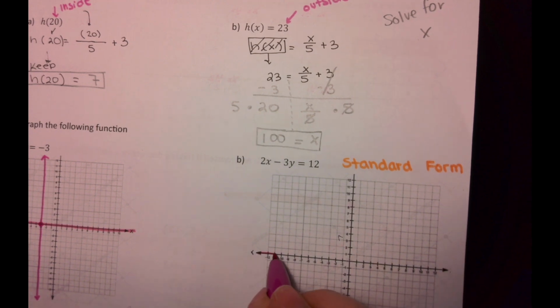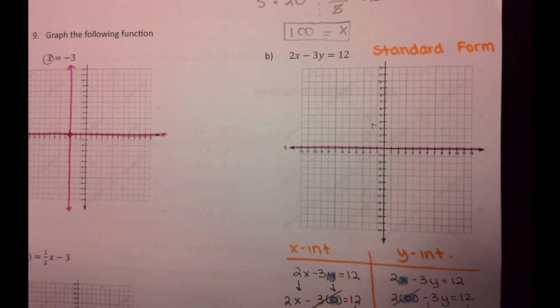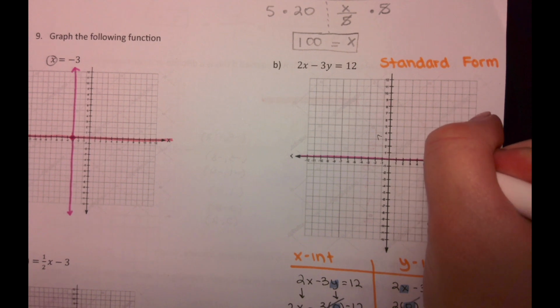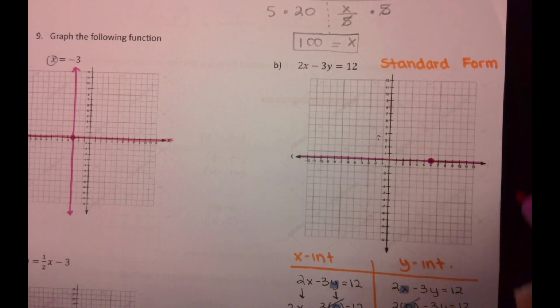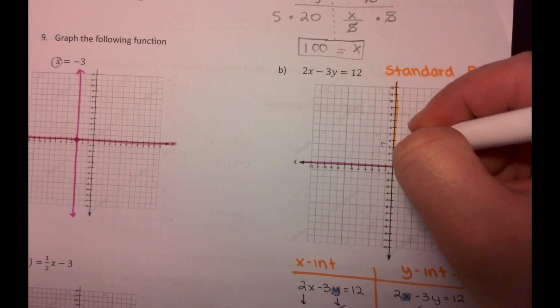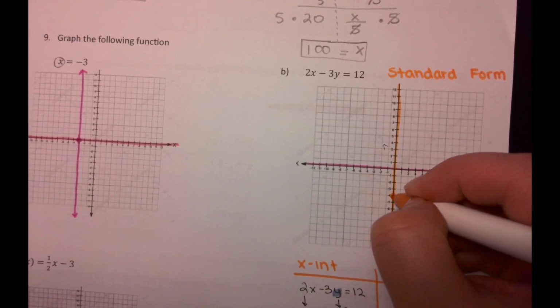Here's your x-axis. And on the x-axis, we have a point on 6. Then we have on the y-axis a point at -4.